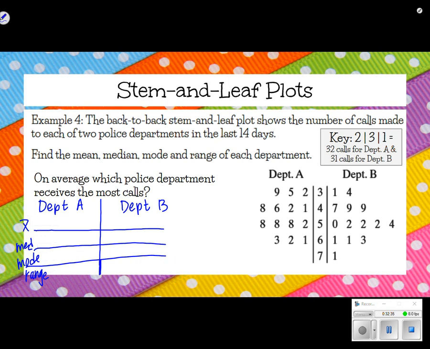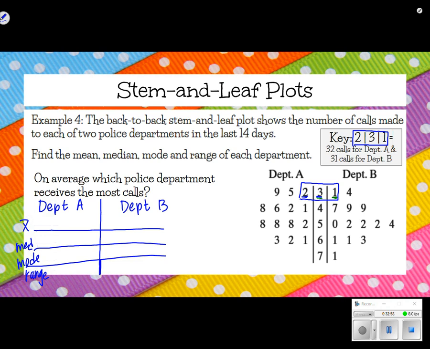So in my key, I see here the way that this is written, that's actually this chunk right here. And so when I read Department A, that's going to be 32. So we start with the stem and we go to the left, that's going to be our 1. For Department B, we're going to read this as 31. The 30 is still in the stem, it's the 30, and then the 1 represents 1 digit.